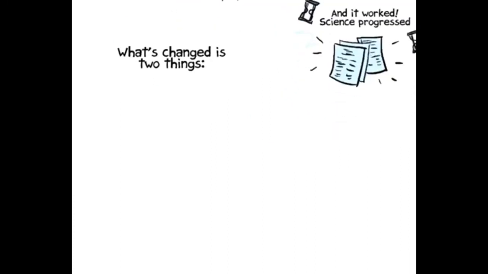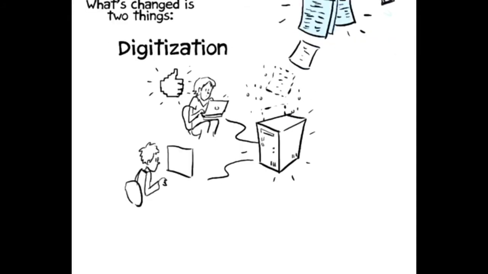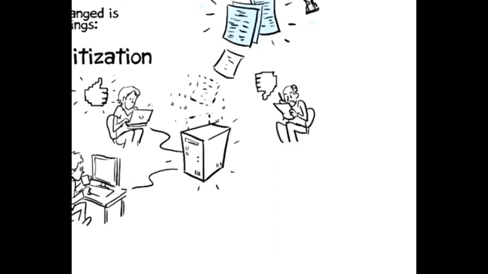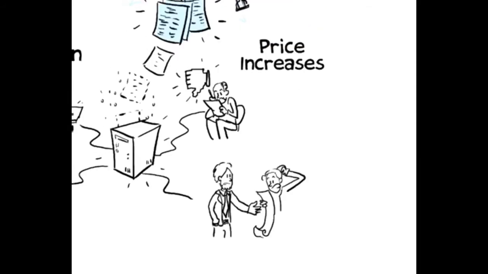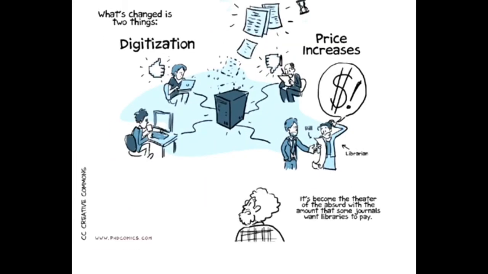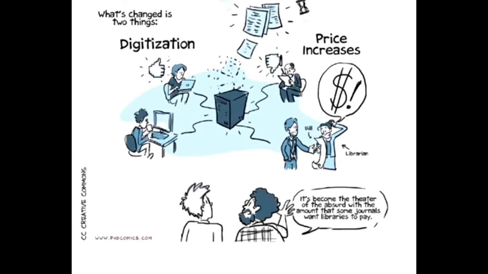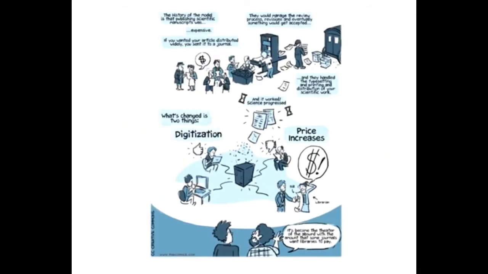And what's changed is really two things, in essence. First is digitization. You can now do everything electronically instead of printing it. And the second is that the journals started ratcheting up the price of subscriptions to many of their journals. And so those two things came to a head where it's become almost the theater of the absurd with the amount that some journals want libraries to pay to subscribe to the journal.